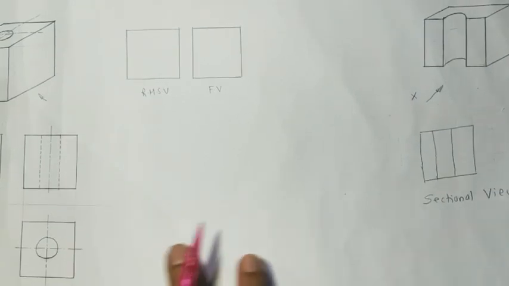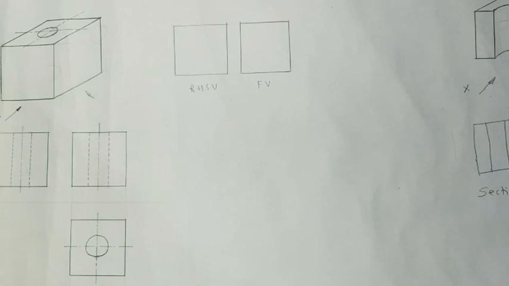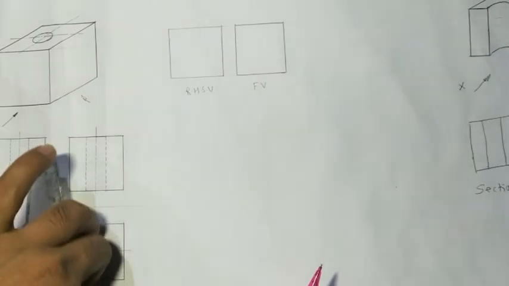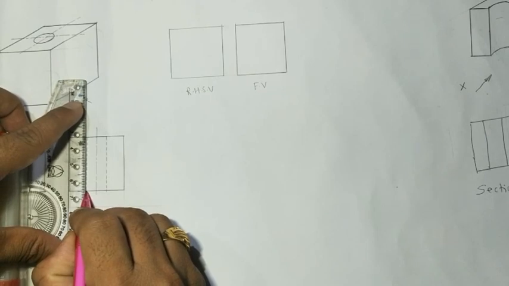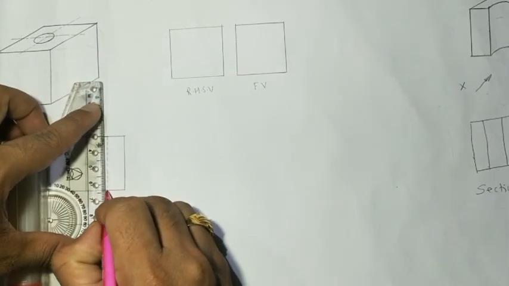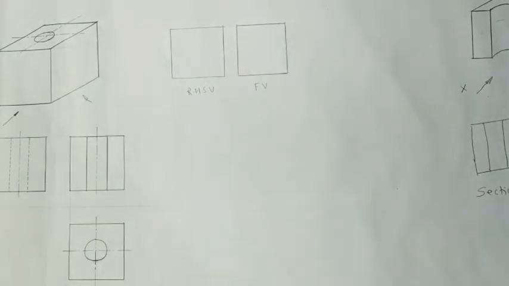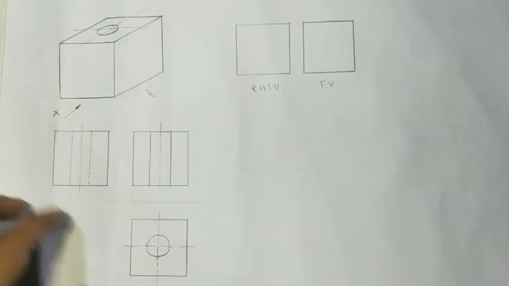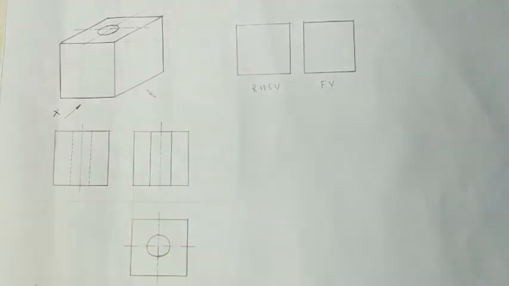So if I want to draw the sectional view of this object, then what will happen? These two dotted lines will be thick continuous lines. These hidden lines will get converted into thick continuous lines like this. So this is which view? It is a sectional view.